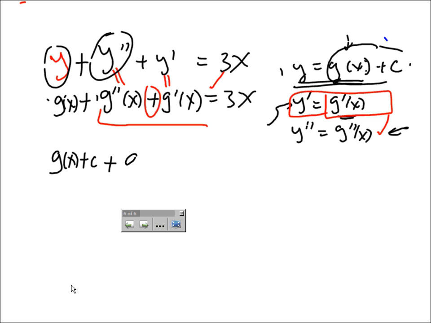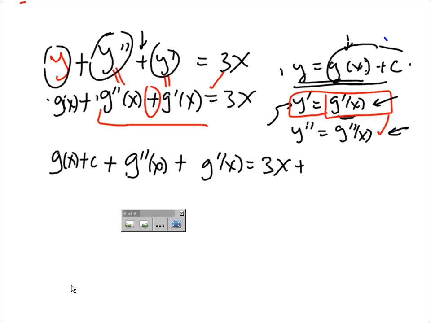With y prime and y double prime, y double prime is g double prime of x, and y prime is g prime of x. Well, this is not 3x, it's 3x plus c. This plus that is 3x plus c. Unless c is 0, it's not 3x, so it's not guaranteed to be a solution. For lots of times, we'll have an infinite number of solutions. This completes this section on verifying solutions to differential equations.